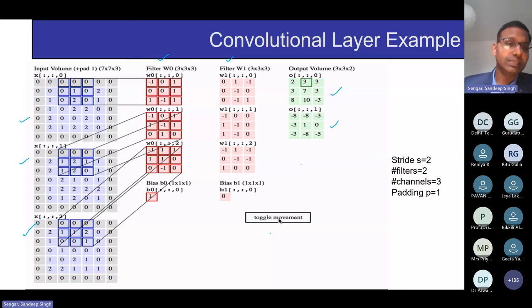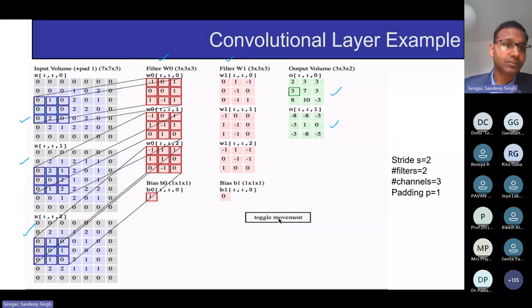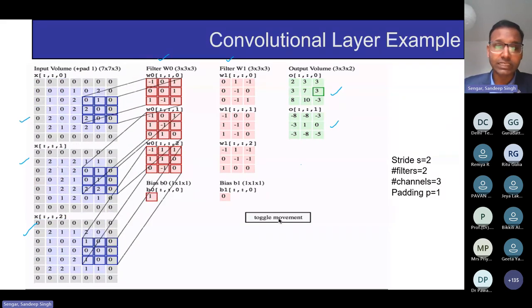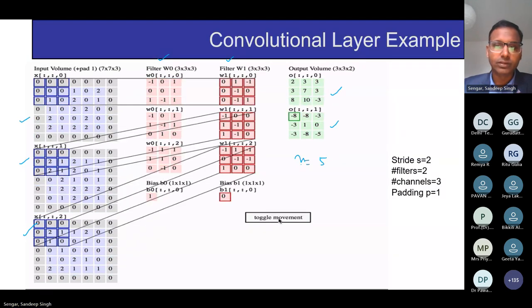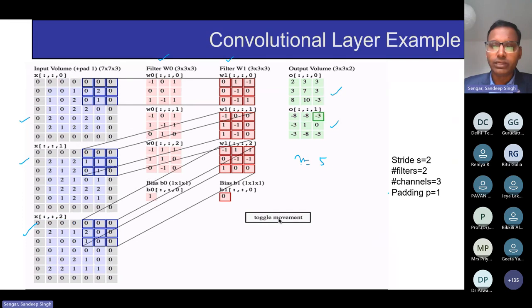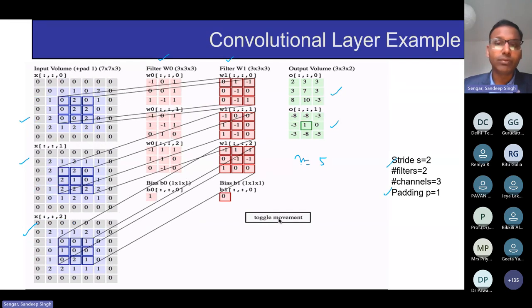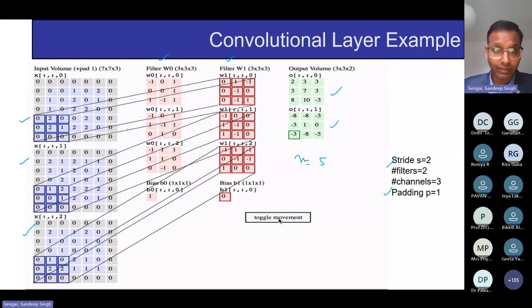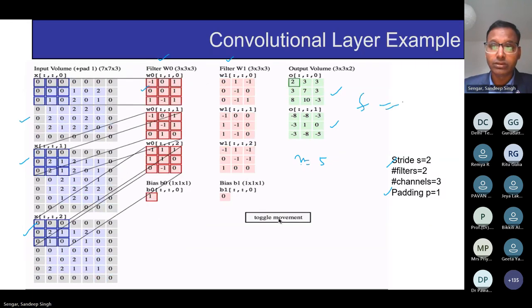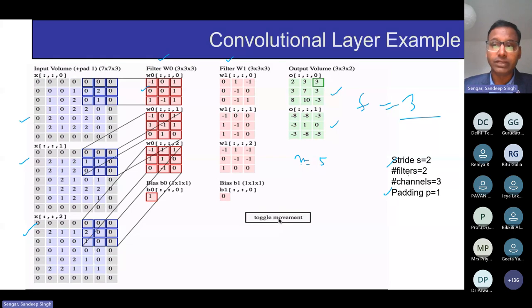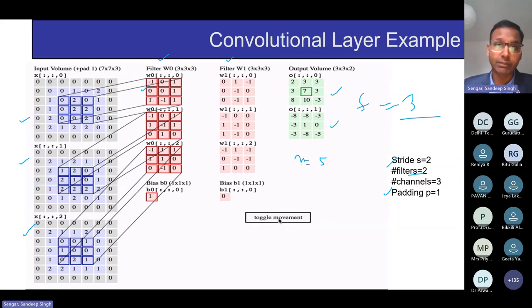And here also we can see the operation directly. For example, our input size is n equal to 5, padding equal to 1, stride equal to 2. Then in our formula, the filter size f is 3, right? F is 3. Don't be confused. Number of filters are 2, but filter size is 3, right?